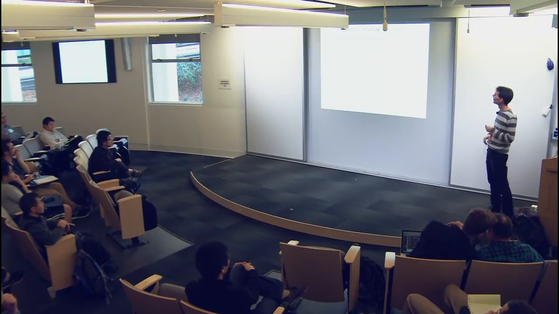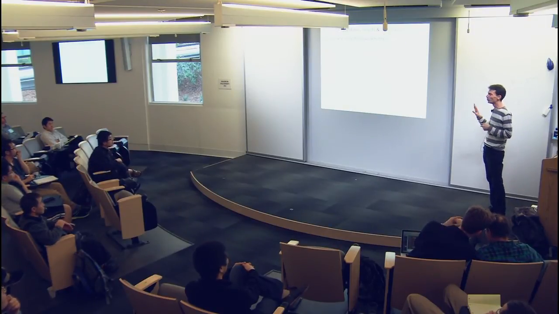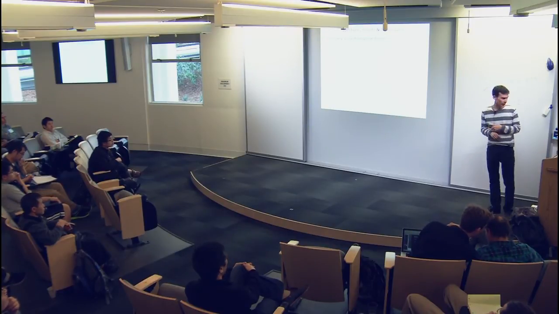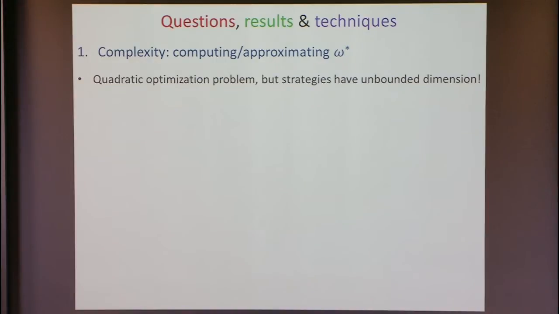Okay, so very briefly, what's known and what are the open questions on this problem that I've been raising, computing or approximating the entangled value. Two obvious observations. One is it's a quadratic optimization problem, just like in the classical case, but there's no a priori bound on the dimension of the strategies that Alice and Bob will be using.